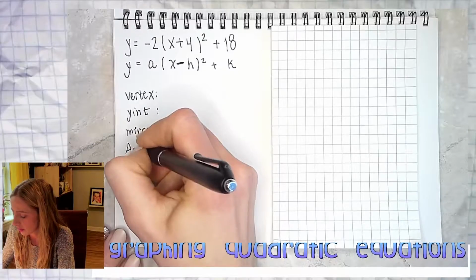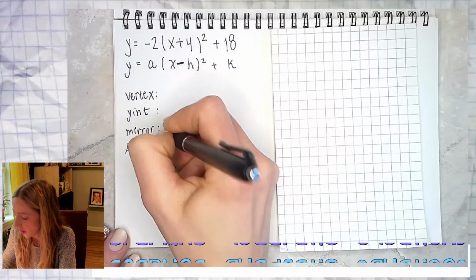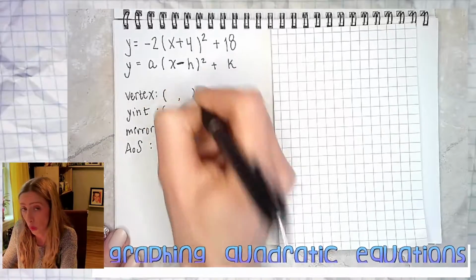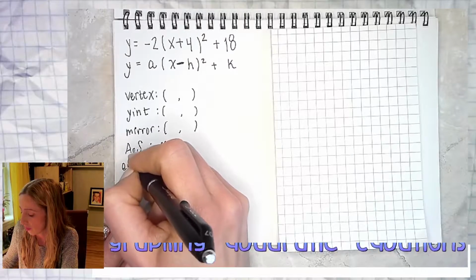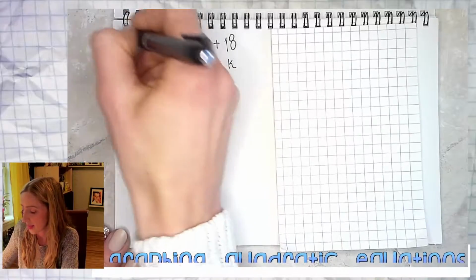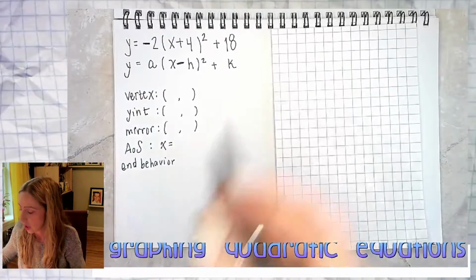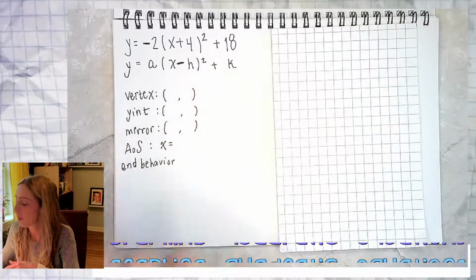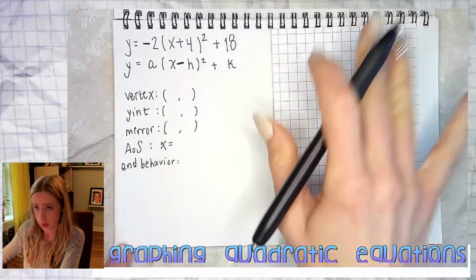Axis of symmetry, I abbreviate AOS, and that's always x equals a number. This other information, they're points. Points are ordered pairs, so you have to have parentheses and a comma. End behavior, which we first did back when we graphed polynomials in general. Quadratics are a subset of polynomials. Polynomials is the big group, and within polynomials, quadratics are a type of polynomial. Okay, now we're here, end behavior, and then we're going to do the graph.